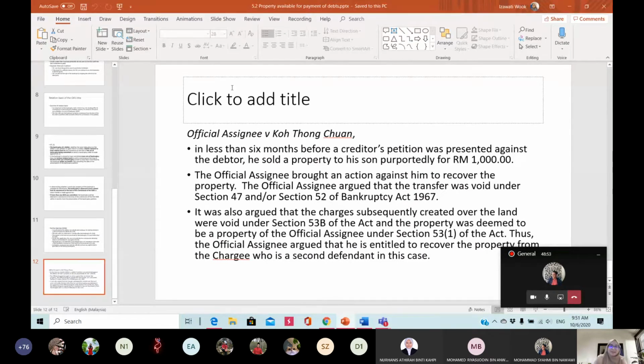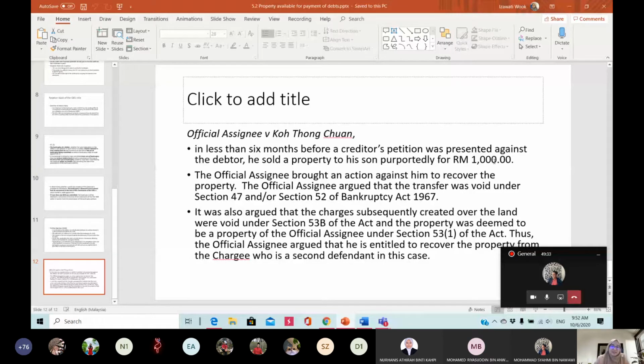Okay, another case, official assignee Koh Tong Chuan. Jadi, if I'm not mistaken, saya bagi citation tu dalam manual dalam tahun 1967. So, in this case, yang ni is a famous person jugalah, orang kaya Malaysia lah. So, in less than 6 months before a creditor's petition was presented against the debtor, he sold a property to his son. Another conveyance lah dekat sini, bila dia jual property is a conveyance, is a transaction made. Okay, he sold a property to his son. So close relative, anak dia lah. So the value is 1,000 ringgit.